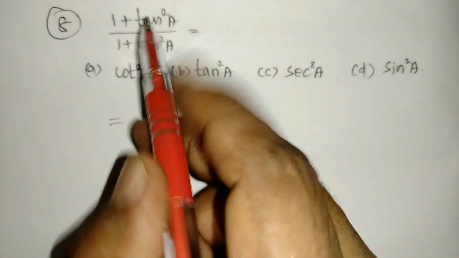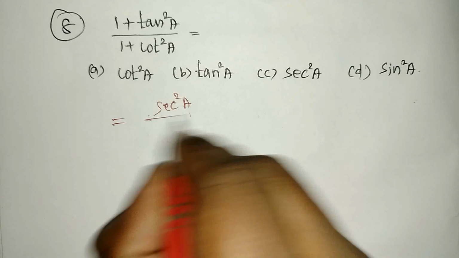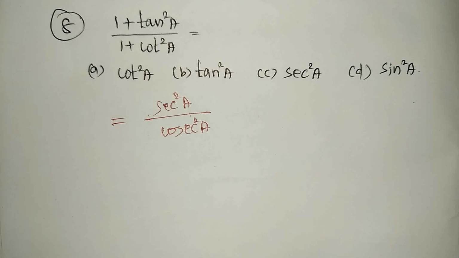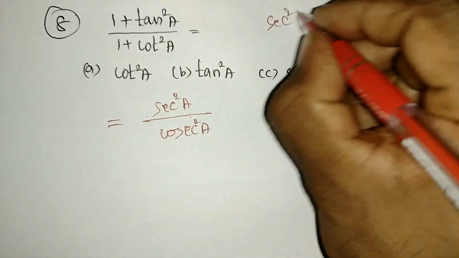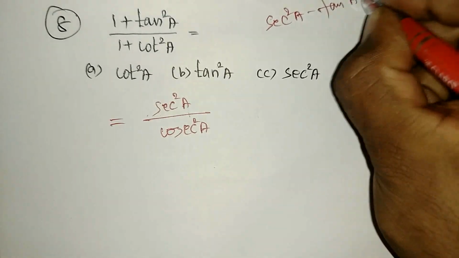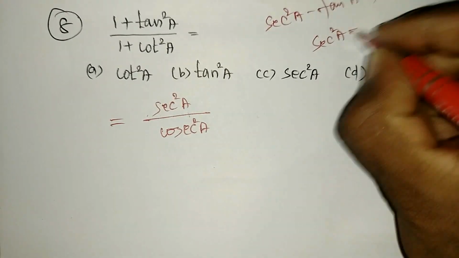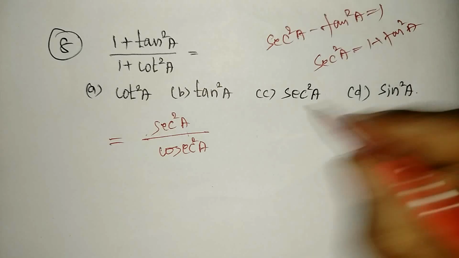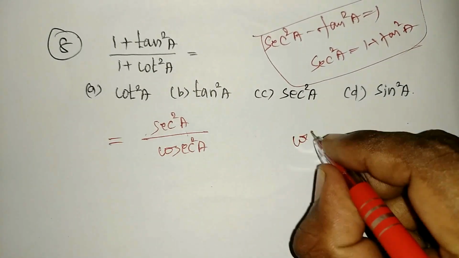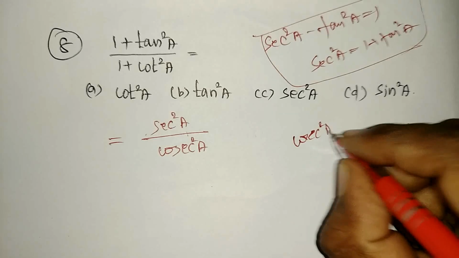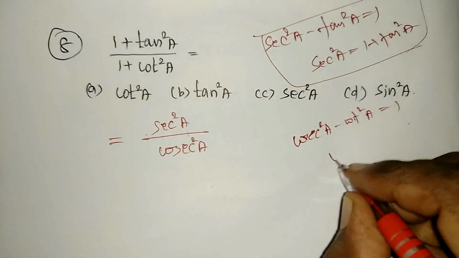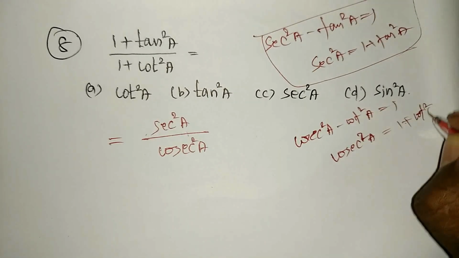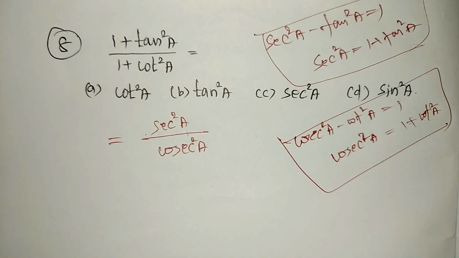So we must know that 1 plus tan square A is equal to secant square A, and 1 plus cot square A is equal to cosecant square A. From these identities, secant square A minus tan square A is equal to 1, so secant square A is 1 plus tan square A. In the same way, cosecant square A minus cot square A is equal to 1, so cosecant square A is equal to 1 plus cot square A. So we must read these formulas before going further, okay?